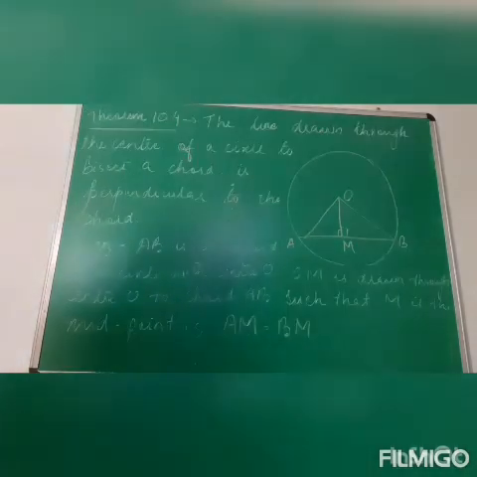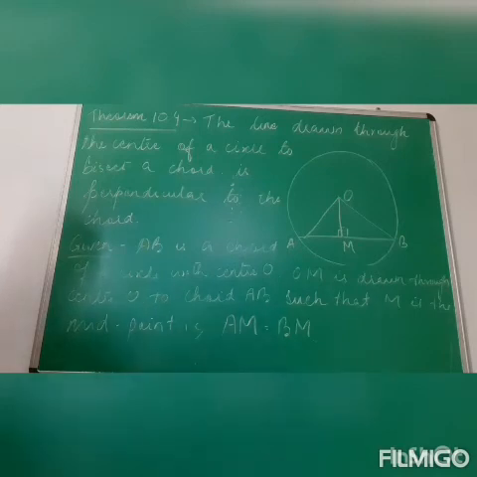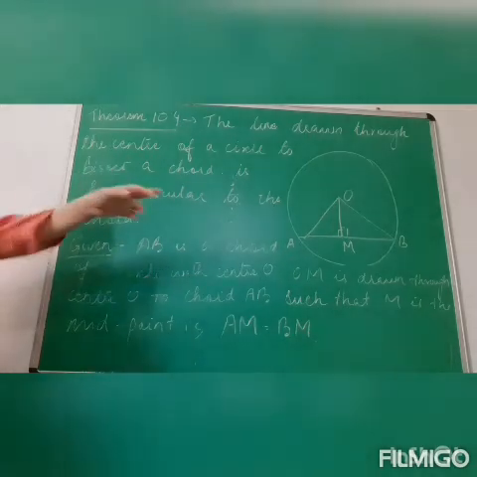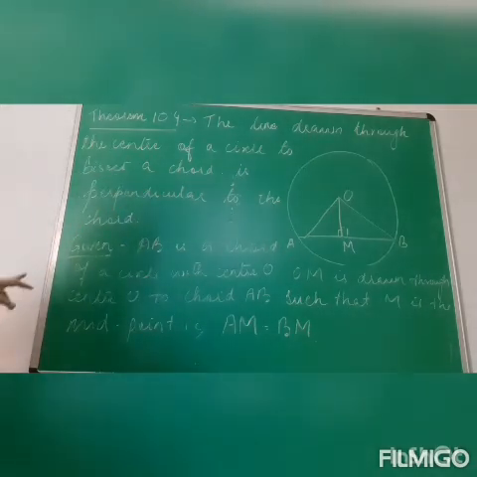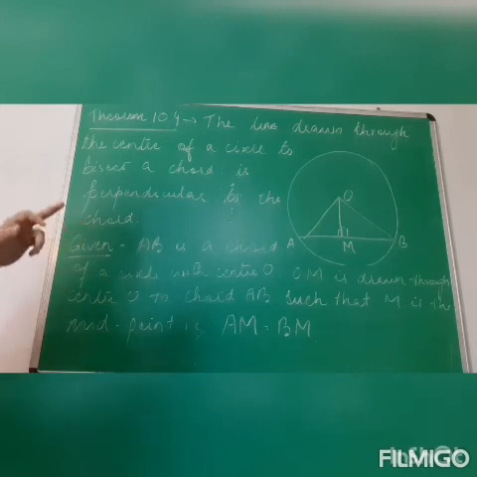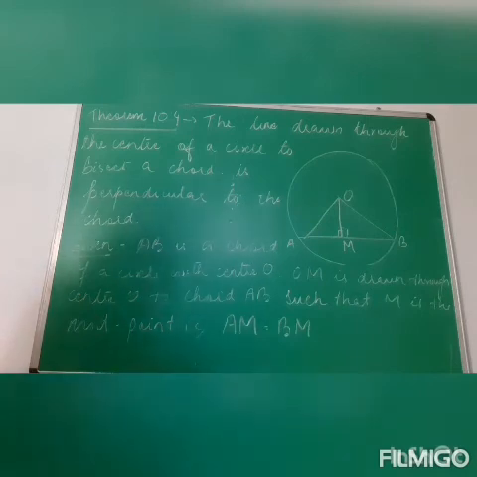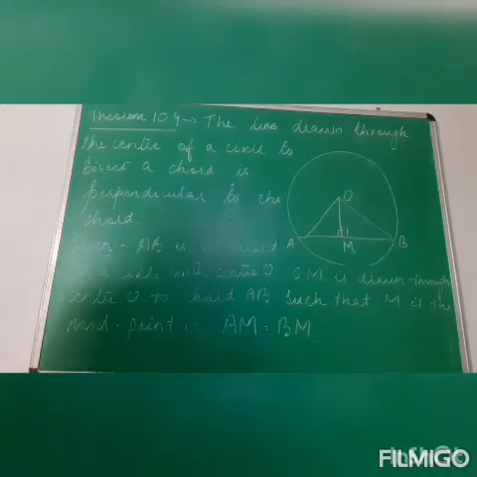Now let us move on to the next theorem, theorem number 10.4, which states that the line drawn through the center of a circle to bisect a chord is perpendicular to the chord. Here is the figure for this theorem. What is given here? AB is a chord of a circle with center O. OM is drawn through the center O to chord AB such that M is the midpoint, that is AM is equal to BM. And required to prove here is OM perpendicular to AB.